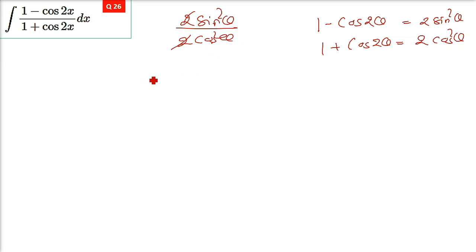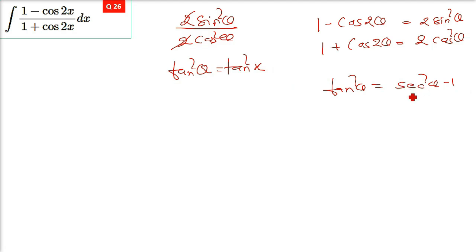So we have to integrate tan square theta. But there is no standard result for tan square theta or tan square x. There is a relationship which we need to know. Tan square theta has a relationship with sec square theta. What is it? Tan square theta is equal to sec square theta minus 1. And for sec square theta, we have a standard result.